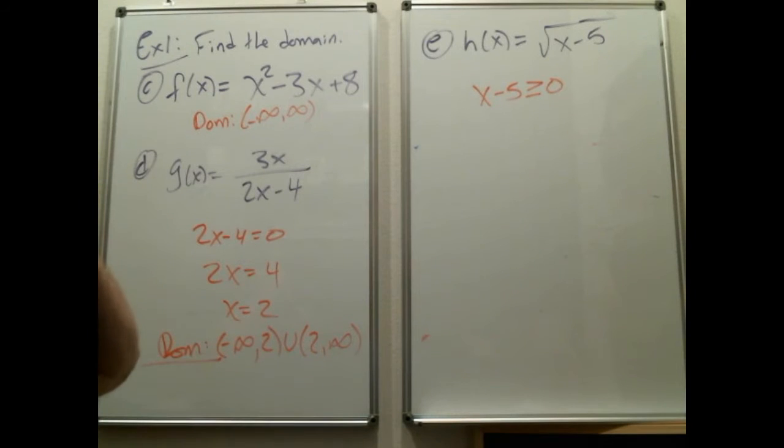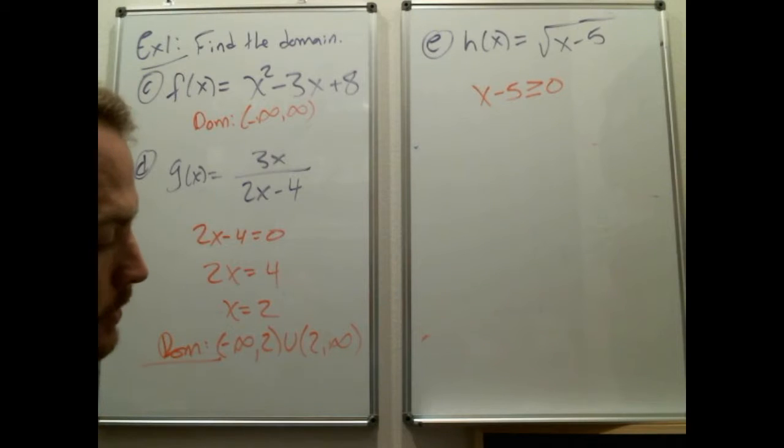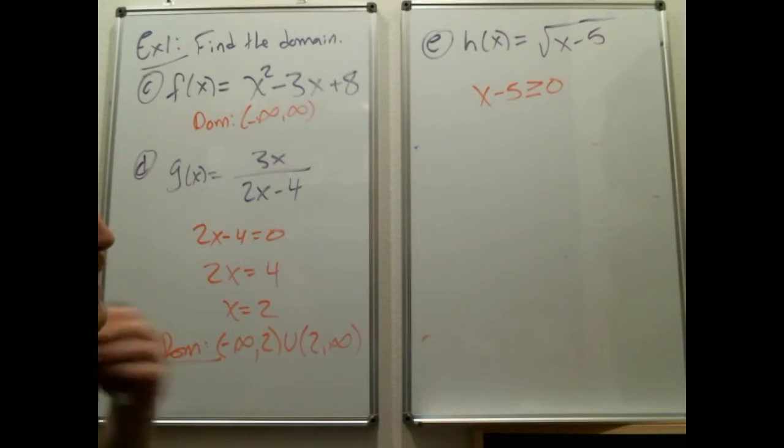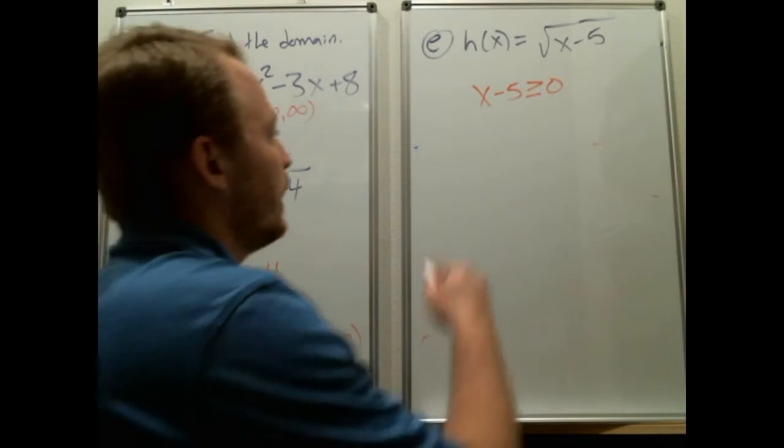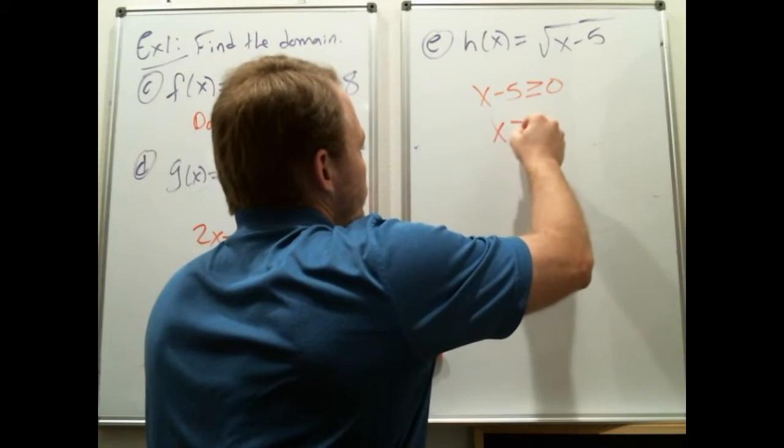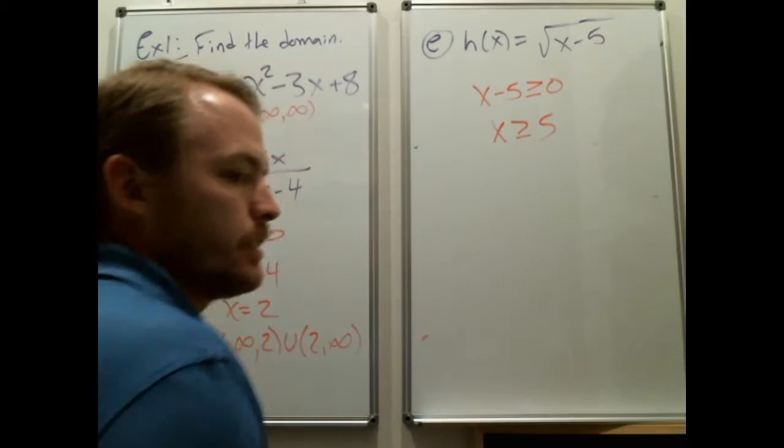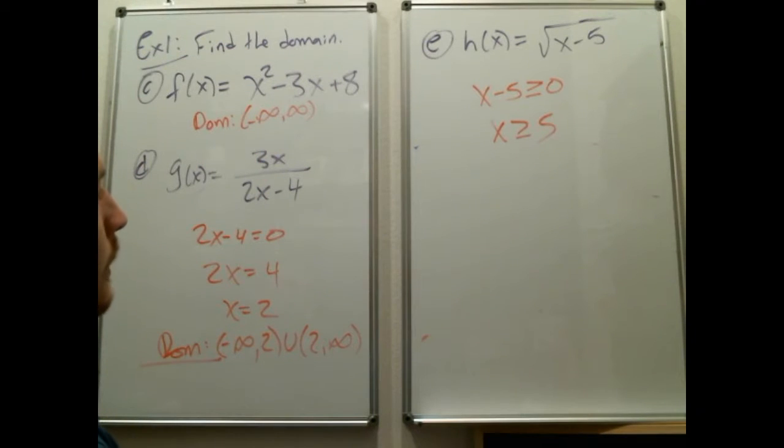And so the square, don't let the greater than or equal throw you off. You just need to know that if it's a square root, you need the greater than or equal, and you treat it as an equal sign at this point. So you add 5 to both sides, and so you get x is greater than or equal to 5.